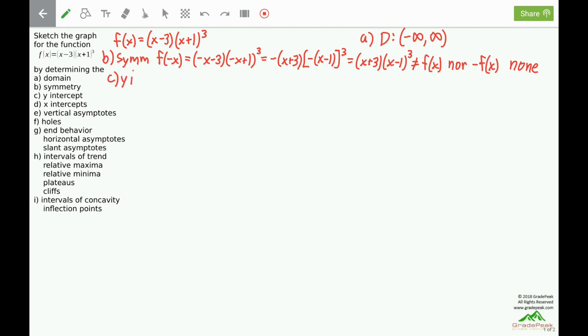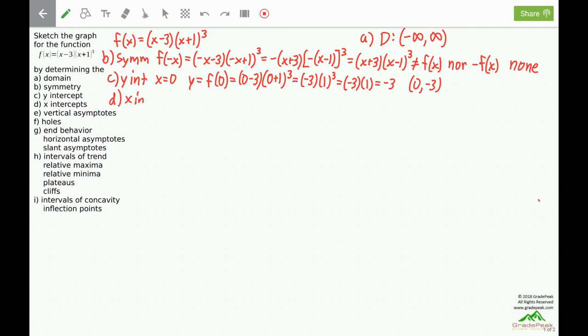For part C, we want to determine the y-intercept. This is the point where the graph crosses the y-axis, defined by x equals 0. We can find the corresponding y-coordinate by plugging the x-coordinate 0 back into the original function, y equals f of 0, which is 0 minus 3 times 0 plus 1 quantity cubed. 0 minus 3 is a negative 3. 0 plus 1 is 1, and then quantity cubed. 1 cubed is 1, and negative 3 times 1 is negative 3. We have an x-coordinate of 0. We find a corresponding y-coordinate of negative 3.